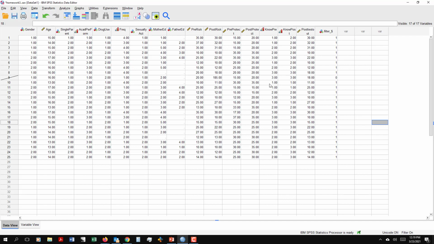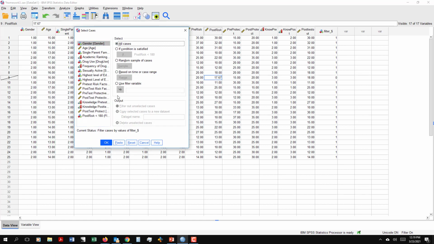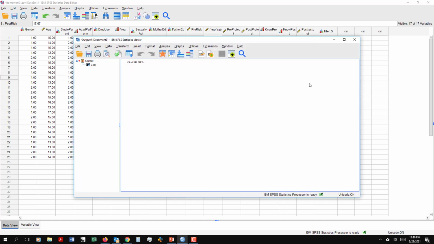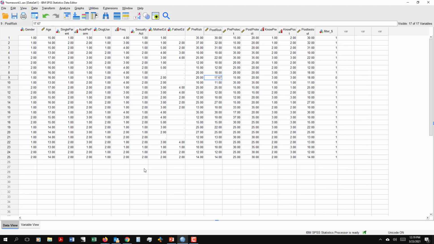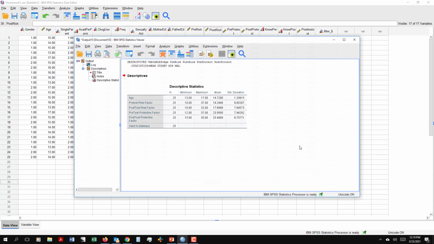So if I come back here, I'm going to have to do that manually, so I'm going to plug it in as 17.67. I'm going to go to my data and select all cases now. So now that's included, and it's the mean for the post-test risk factor. Let's see what we get. Let's do our descriptive statistics, our descriptives again. And look there, I've got a 17.67.